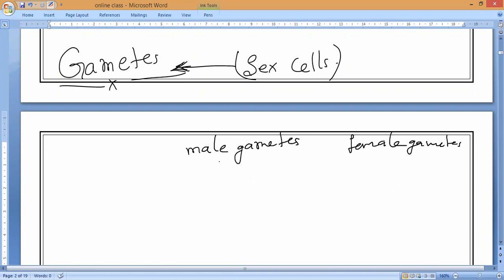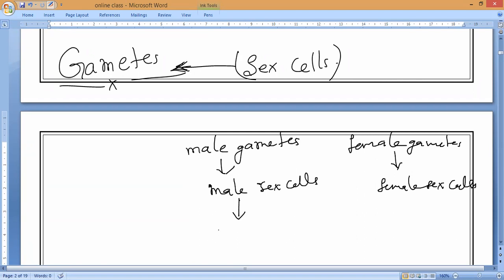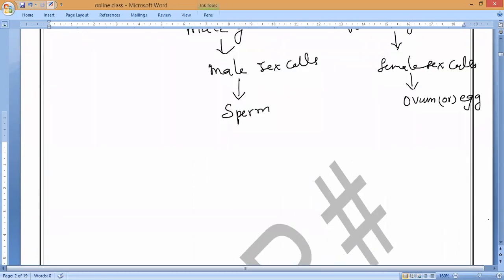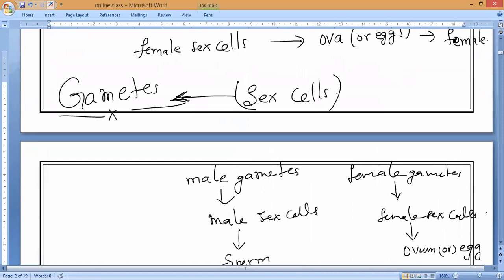Now what do we call male gametes? Male sex cells. Do you understand, everyone? So male gametes are called male sex cells, and female gametes are called female sex cells. The male sex cell is called a sperm, and the female sex cell is called an ovum, which is the singular form. So what is the plural form of ovum, guys? Ova is the plural form, and we can say egg. So this is what we call gametes.